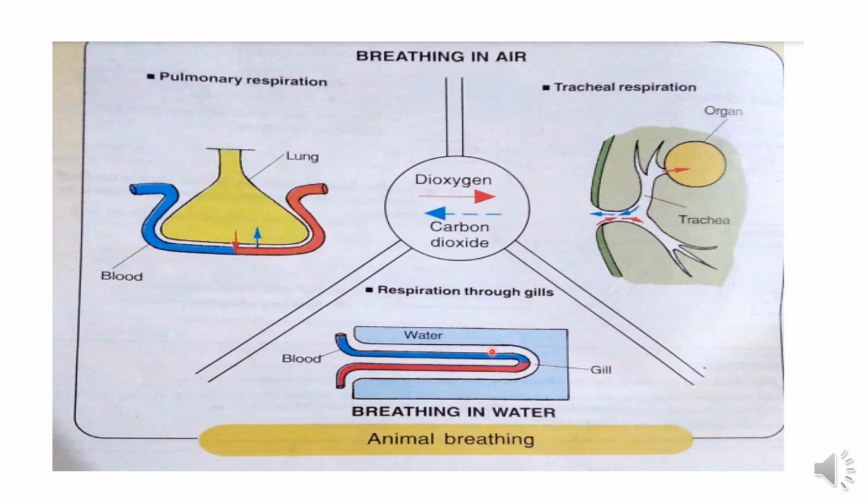Here, breathing in water, this is a gill. Oxygen gas enters into the gills and then passes into the blood to be distributed to all body organs, and carbon dioxide gas flows from the gills into the water to be forced out from beneath the operculum.